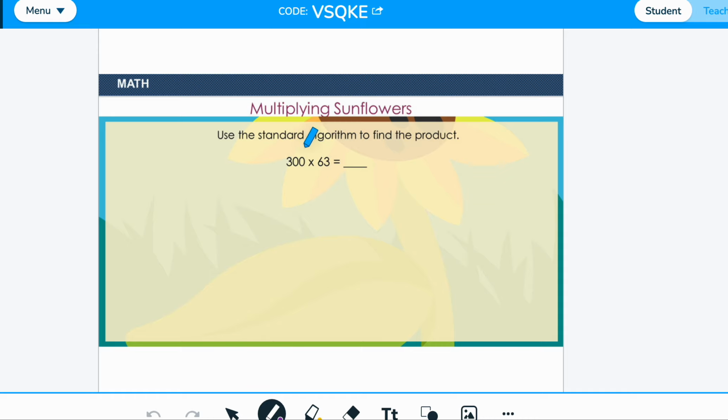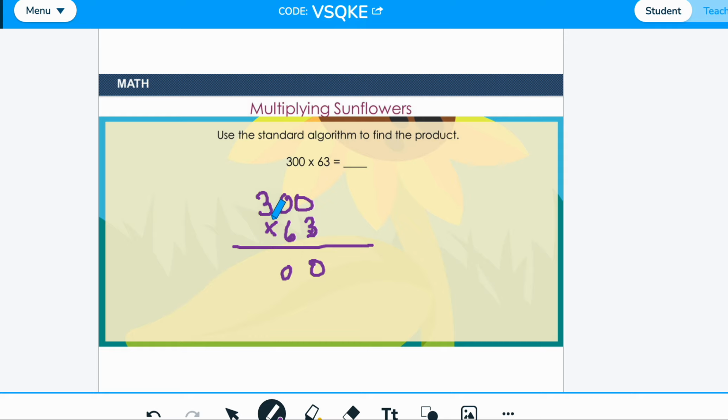All right, 5th grade, here we go. So I'm going to take 300, and then I'm going to put my 63 underneath. I'm going to go ahead and align my place values, and I'm going to start at my ones place value. So 3 times 0 is 0. 3 times a group of 10. 0 groups of 10 is 0, so I'm going to put a 0 here.